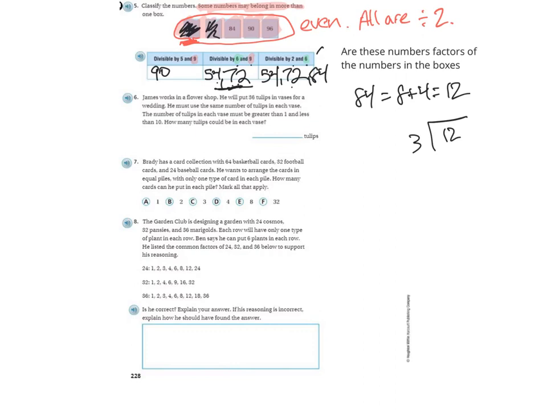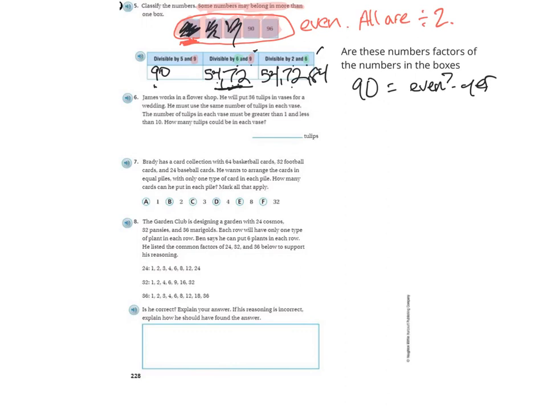All right, now we're good with 84. Let's go to 90. We've already done 90 here, and I know it's going to be divisible by 9. I already know that. What about 6? Is it divisible by 6? So, remember my divisibility rules. Is 90 even?